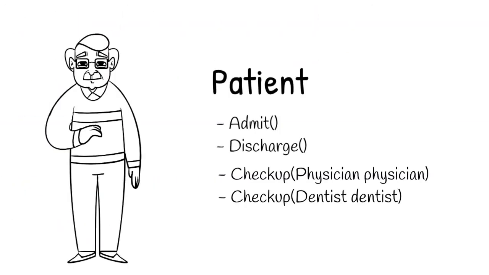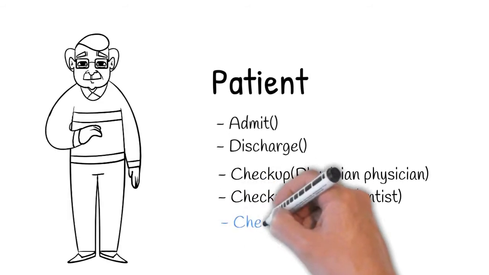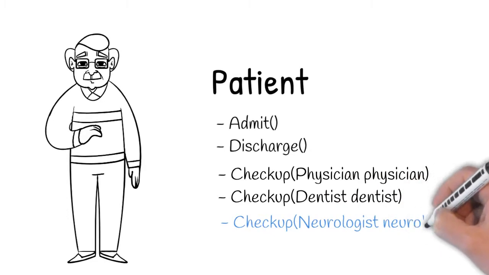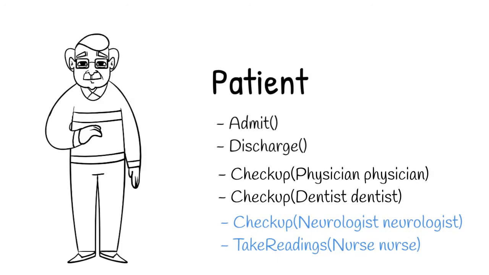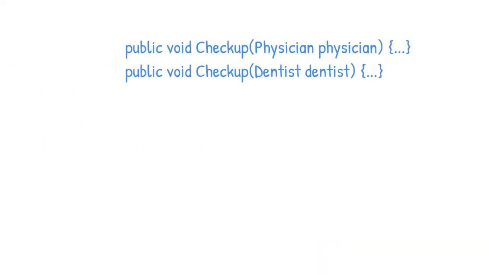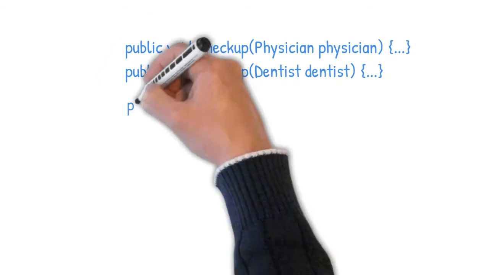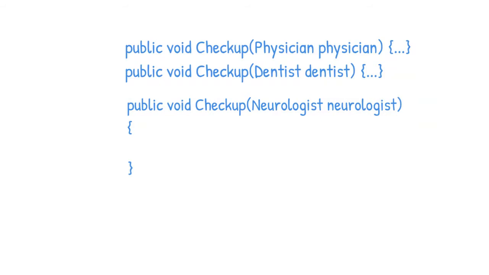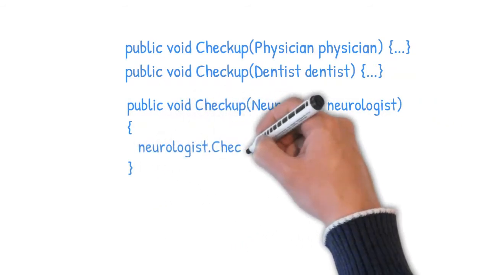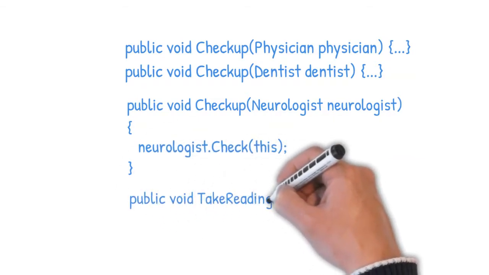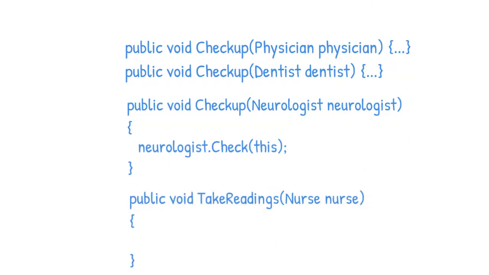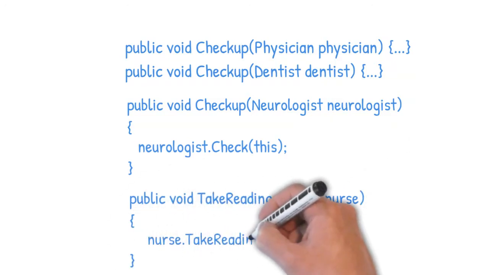This looks good, but now let's say hospital has additional requirement where a neurologist can also do checkup for patient, and there will be a nurse who will also visit the patient to take the readings. Now, to support this requirement, we will end up adding additional methods to the patient class. The first one will be another overloaded method, checkup, which accepts neurologist as an input. And the second method will be take readings, which accepts nurse as an input.